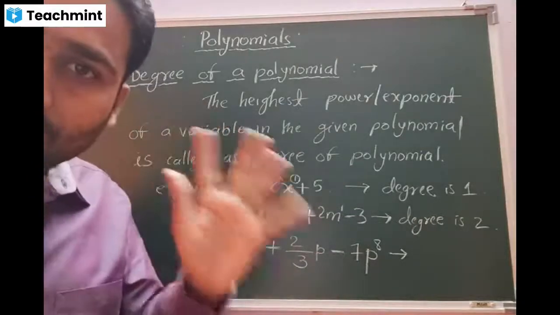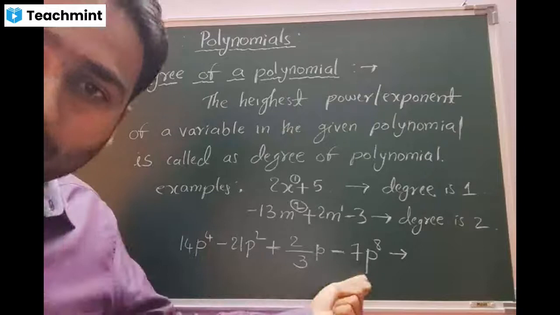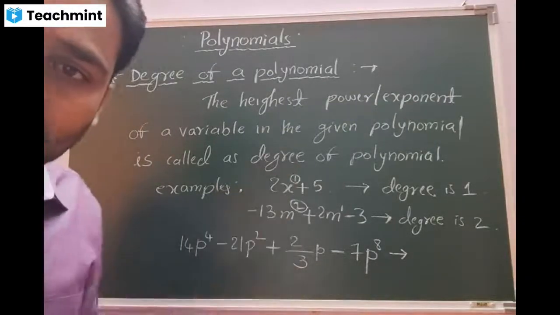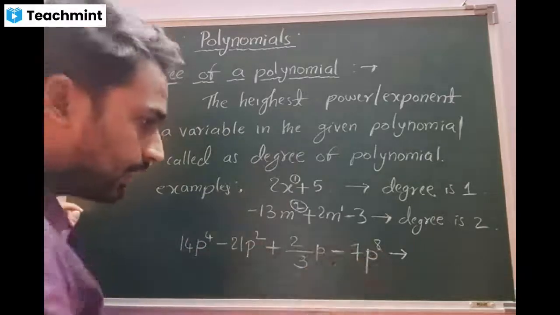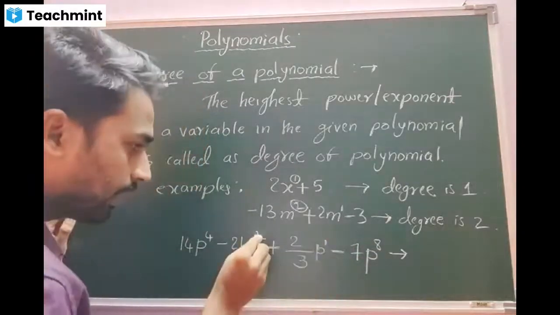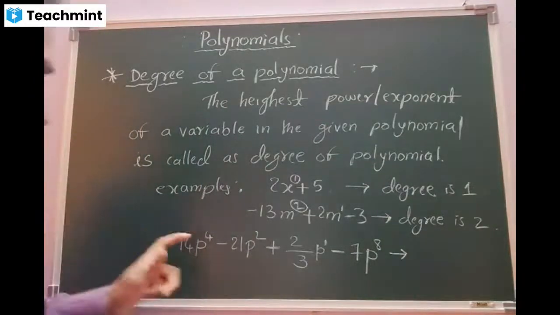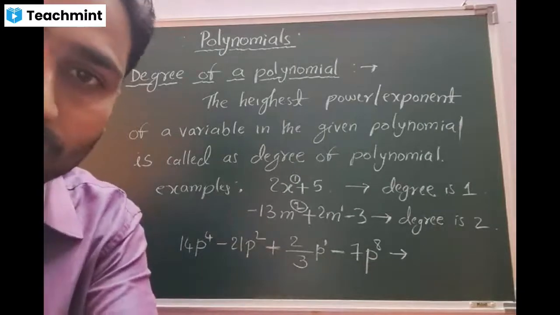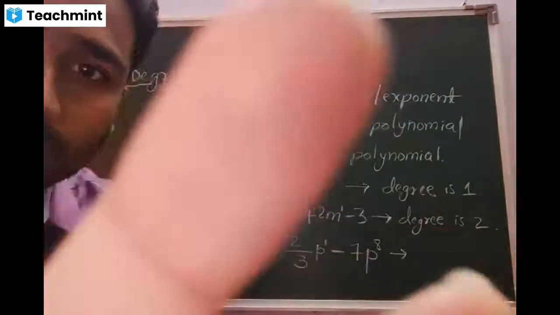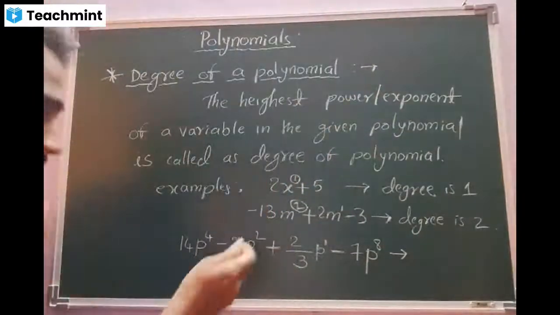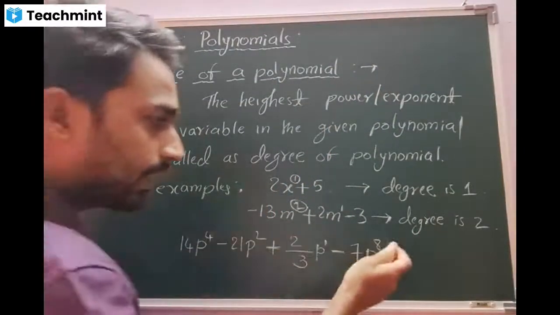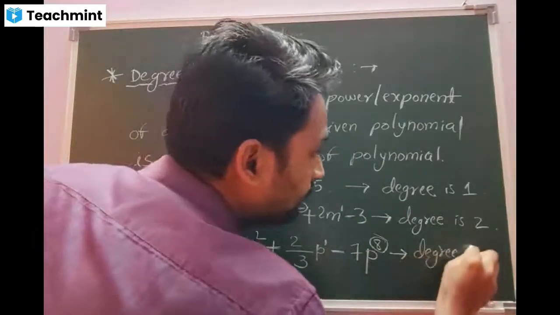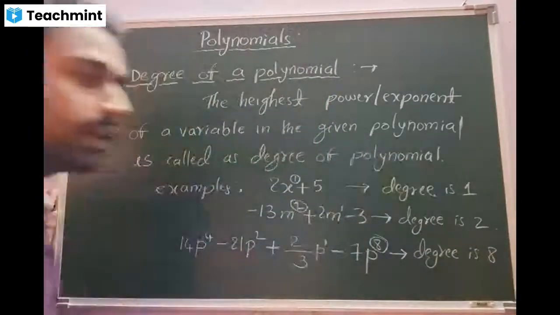Basically, it is a polynomial, because every variable has an exponent which is a whole number. Here it is 8, here nothing is there, which means 1, here it is 2, here it is 4. Now beta, what is the highest power among all? Eight. Look at this: 1, 2, 4 and 8. The highest one is 8. Hence, what is the degree? Degree is 8.